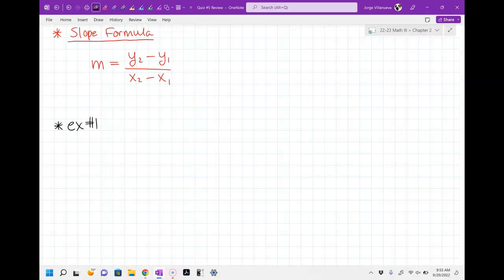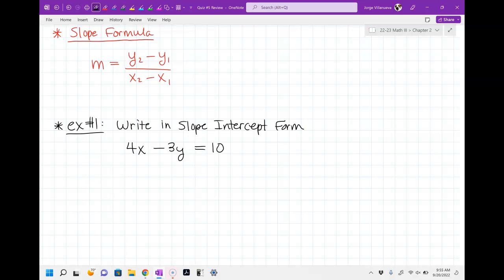So example number 1. We're going to give you an equation, and then you're going to write it in slope-intercept form, which is y equals mx plus b form. So here's a quick equation. Let's say 4x minus 3y equals 10. And I want you to write it in slope-intercept form, okay? Y equals mx plus b form.